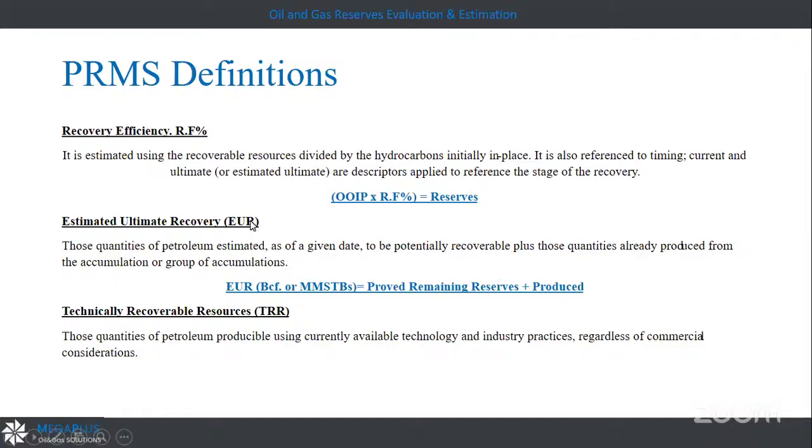Another terminology is called estimated ultimate recovery, EUR, and we always use it in something called decline curve analysis, which we will see later. It will be equal to the proved remaining reserves plus the produced. For technical recoverable resources, TRR, according to the PRMS definition, we are talking about the resources regardless of commercial consideration. The TRR is according to the technology in the industry that can support extraction of those resources.